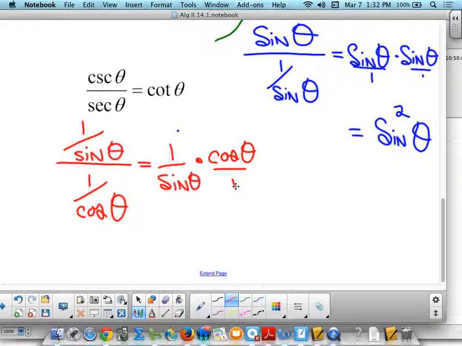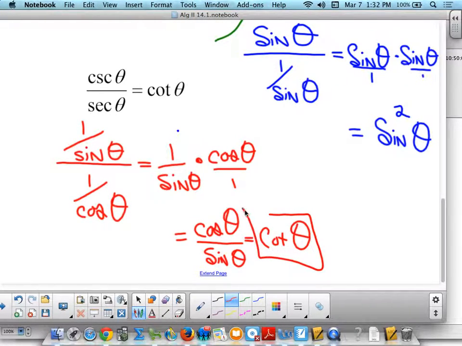Multiply two fractions, simple: top times top, bottom times bottom. What do you get? Cosine of theta over what? Sine of theta. Okay, guess what? Cosine over sine is just what? Cotangent, isn't it? Keep staring at your blue sheet, it says it right there. So this is cotangent of theta. We got it.